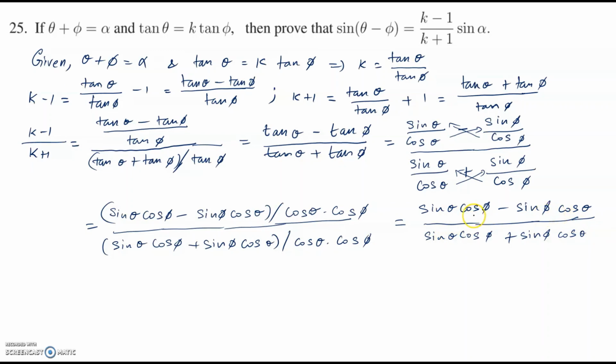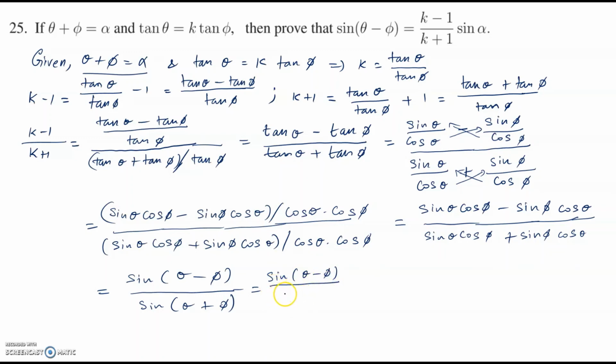Now this is nothing but sine(theta minus phi), and this is sine(theta plus phi). So this we can write the numerator now as sine(theta minus phi) divided by sine(theta plus phi). Okay, now what is given is, we are given that theta plus phi is alpha. So replacing that onto this, you get sine(theta minus phi) divided by sine alpha. Okay, so this is k minus 1 by k plus 1.